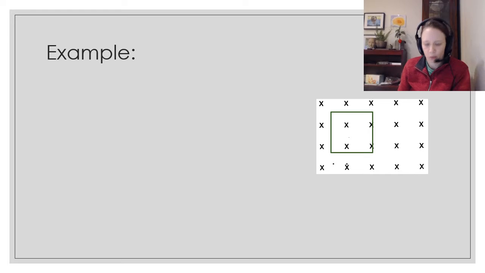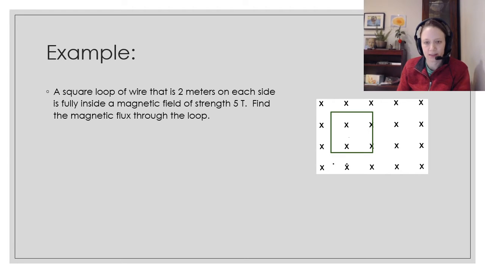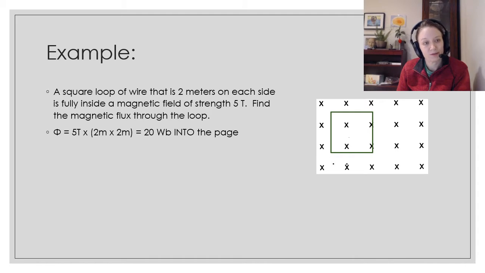Let's run through a really quick sample problem for flux. Let's assume we have a square loop of wire that is 2 meters long on each side, and it is fully inside this magnetic field that has a strength of 5 Tesla. Calculate the magnetic flux through this loop. Well, phi is going to be equal to 5 Tesla multiplied by the surface area of the loop, which is 2 meters by 2 meters, and that gives us a flux of 20 Webers into the page, because that's the direction of the magnetic field.